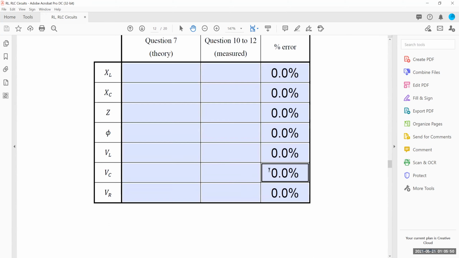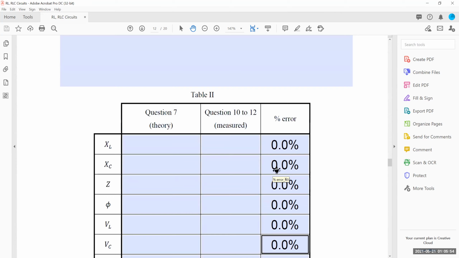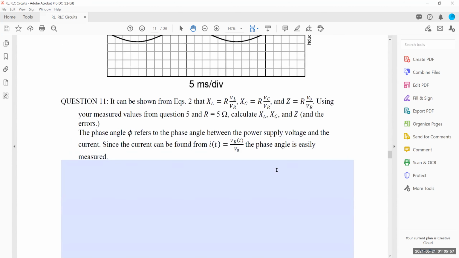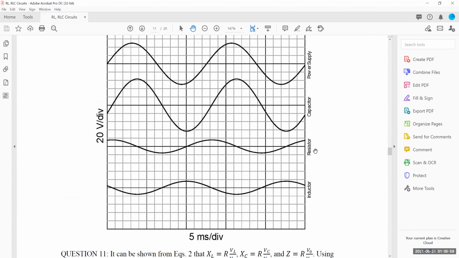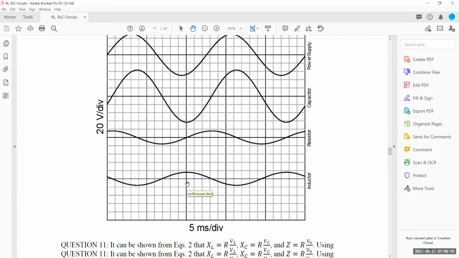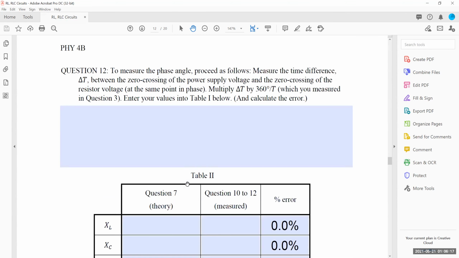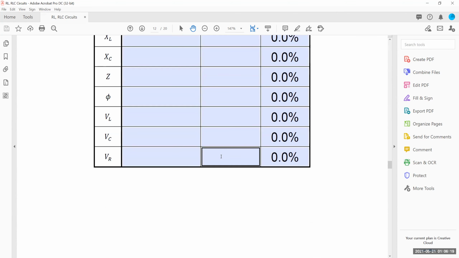You're going to compare these two values and tell me what the error is. Are they similar or are they different? And you do the same thing for VR, and you do the same thing for VL. You see how many divisions from when it's 0 to the maximum. It's barely less than 4 volts, actually. Probably 3.5 volts or 3 volts or something like that. So using the ruler, you're going to tell me how much VR is, VC is, and VL is.